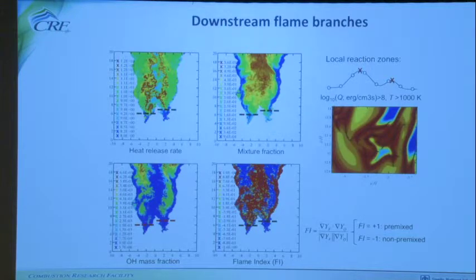We analyzed then the downstream flame branches more quantitatively by segmenting out local reaction zones, as you can see here, from a Marching Cubes algorithm, segmented on temperature being greater than 1,000 Kelvin. And then we also looked at the flame index, which allowed us to distinguish, which is the dot product of the gradient of the fuel with the gradient of the oxidant. And its sign, if it's positive, that means that the fuel and oxidant are aligned together, so it's premixed. And if they're in opposite directions, then you have a locally non-premixed situation.